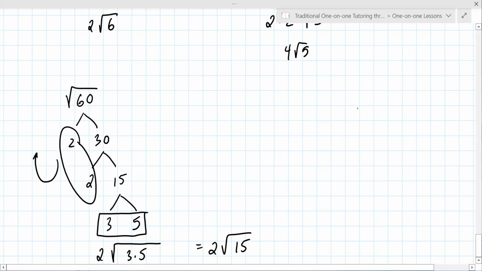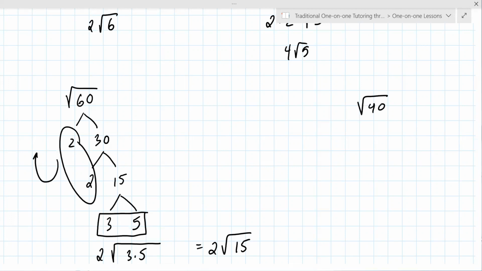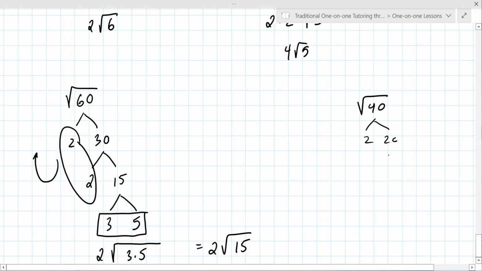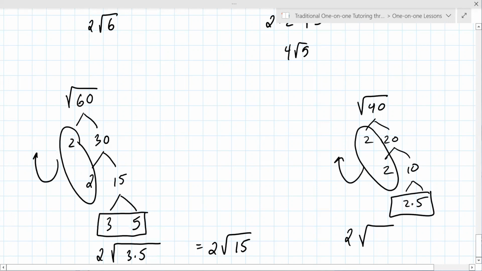All right, let's have you try this one to close out here. You try the square root of 40 for us. 2 and 20. Okay. 2 and 10. Okay. 2 and 5. Okay. What do you do from here? You connect the pairs, which is you bring 2 out. Good. And then square root 2 times 5, which is 10. So 2 square root 10.